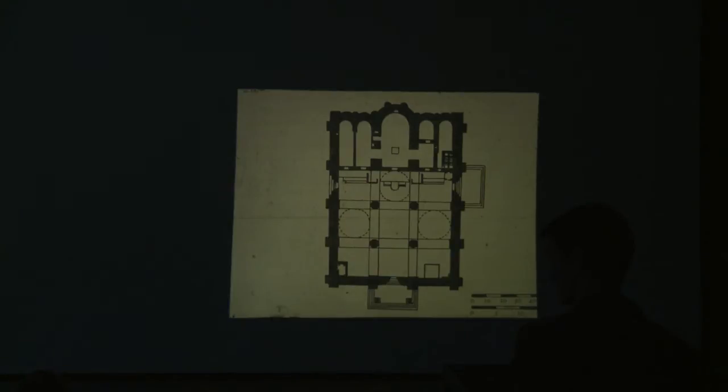Now we're moving to Moscow and going to the center of Moscow where the Kremlin is. And they have these large cathedrals that became the most important churches in the Russian realm. And this particular building is the Dormition Cathedral.